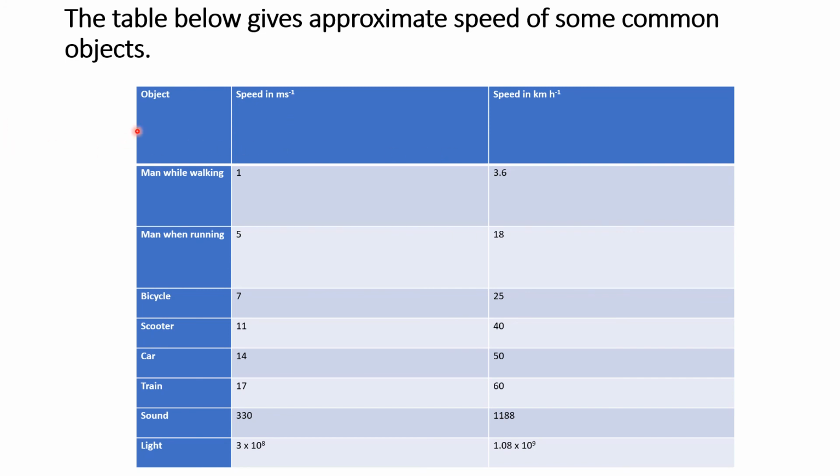Okay, so next some values are given. Speeds of some objects: a man while walking will walk with a speed of 1 meter per second or 3.6, that is 1 into 18 by 5, kilometer per hour. When a man runs, he covers a distance at 18 kilometer per hour. Then a cycle will travel with a speed of 25 kilometer per hour. Scooter 40 kilometer per hour. Car 50 kilometer per hour. Then train 60 kilometer per hour. And sound travels with a speed of 1188 kilometer per hour.